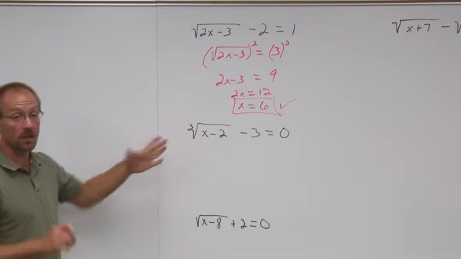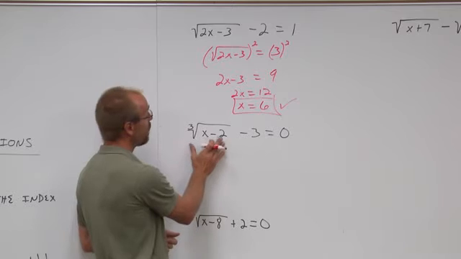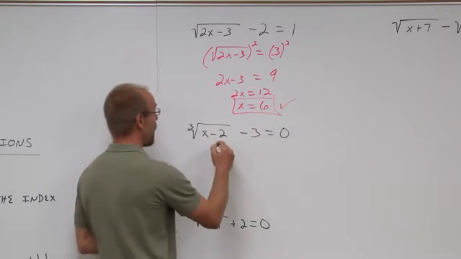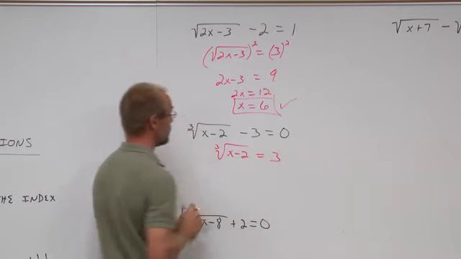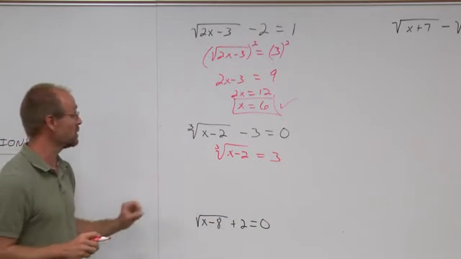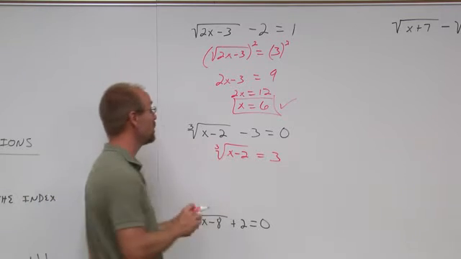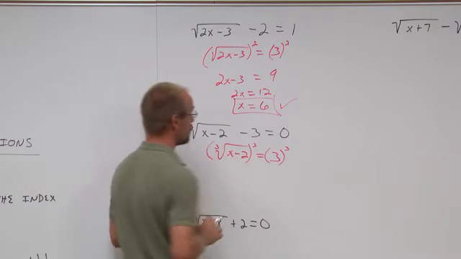All right, cubed root, a little bit different, but our steps are still going to be the same. I want to isolate the radical, so I'm going to add 3 to both sides. And by doing that, I get the cubed root of x minus 2 equals 3. Now I'm going to raise both sides to the power of the index, which is 3. I'm going to cube both sides. What I do to one side, I do to the other.